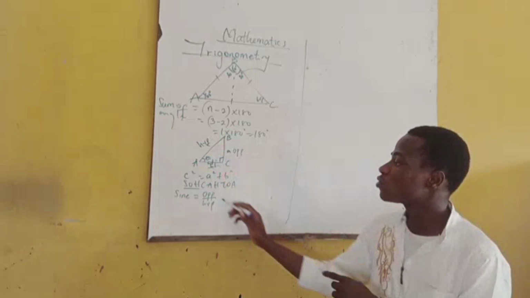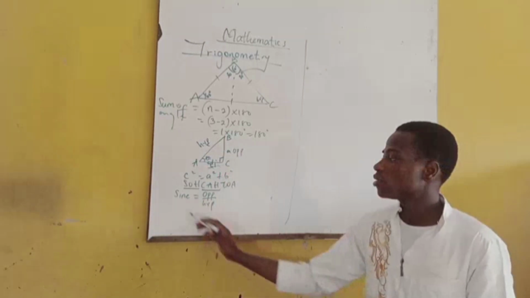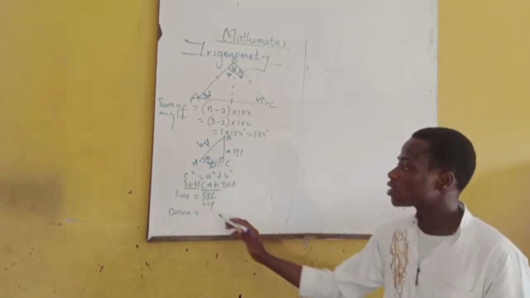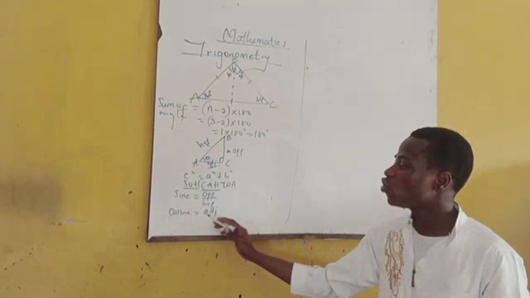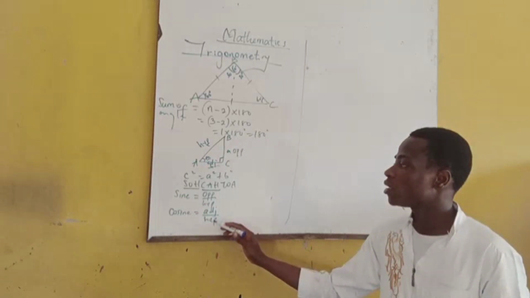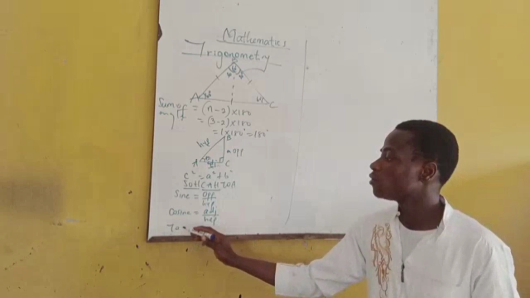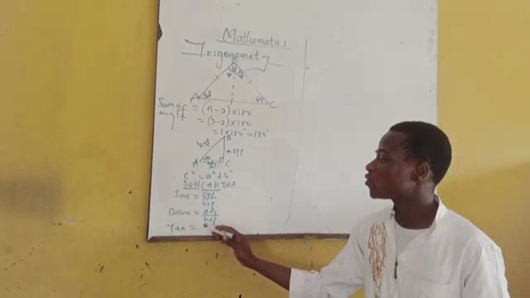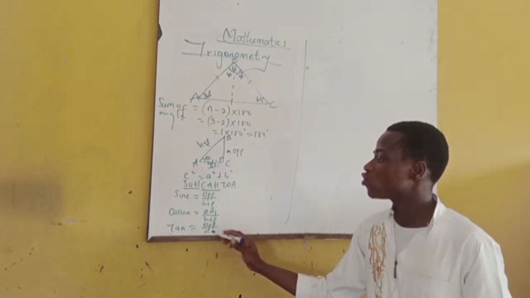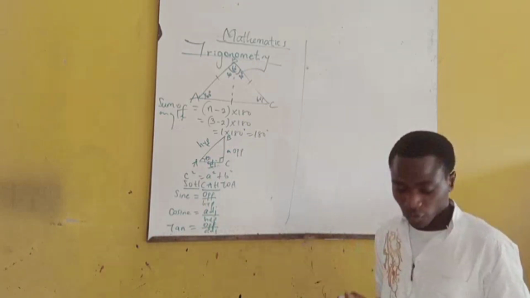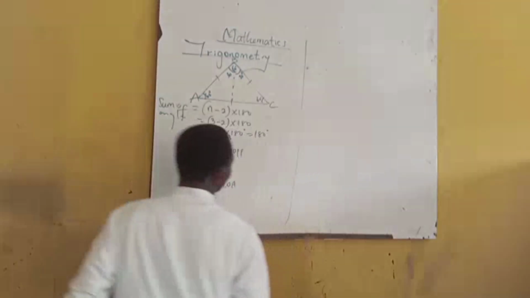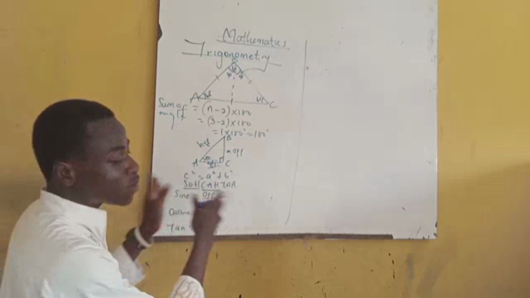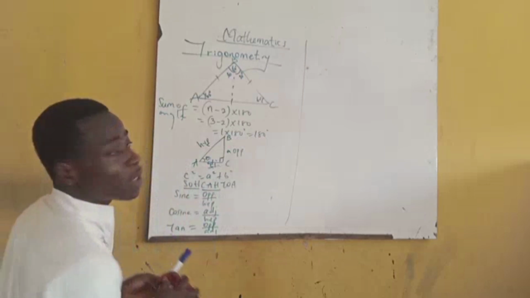The same thing goes for CAH, which is cosine or cos. CAH implies adjacent over hypotenuse. And also TOA, which is tangent. Tan equals opposite over adjacent. So this is just about how we use Pythagoras theorem and SOHCAHTOA to determine angles and sides. Now, this is not where I'm really going.